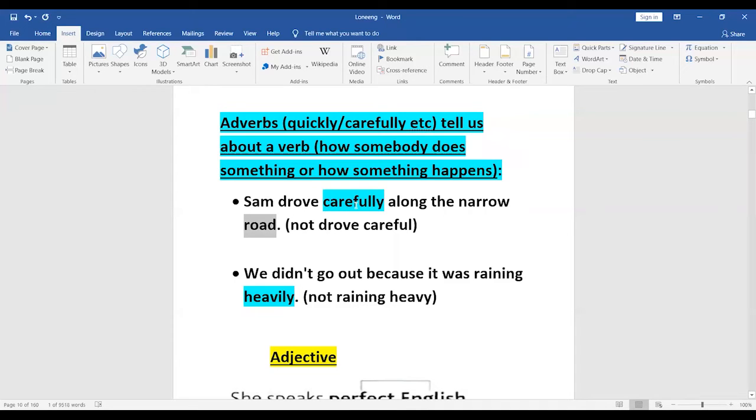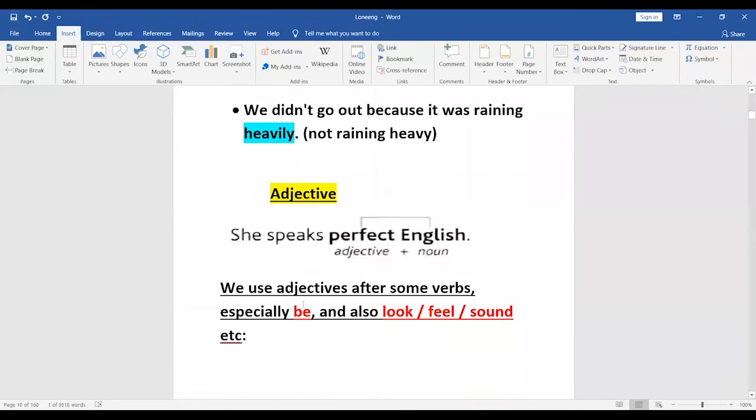Now, Sam drove carefully, and so because drove is the verb, carefully adds more meaning to the verb, adverb is there. Let's take a look at another sentence. We didn't go out because it was raining heavily. Take a look at the word raining. Raining here is the actual word. Okay, it's showing action. It's raining heavily. And because it's raining, it's a continuous action and it is heavily. Heavily becomes the adverb as it better describes the verb.